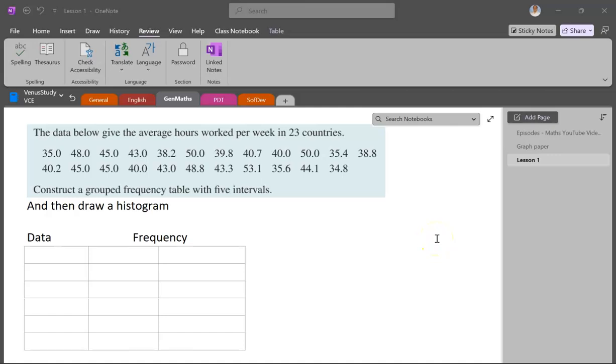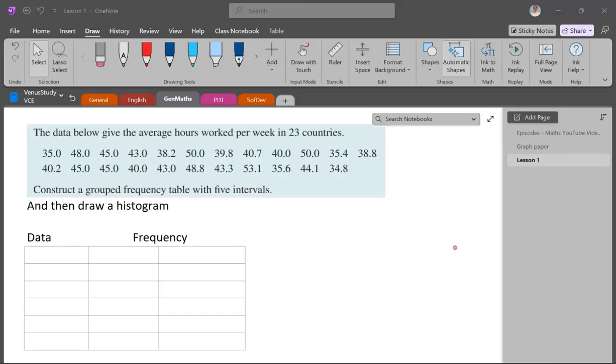Okay, so we will do a question with the continuous data. You can see the numbers here have decimals and they can take any values. So what we will do first of all is find the smallest number in this data. We'll start with the first one. First one is 35.0.